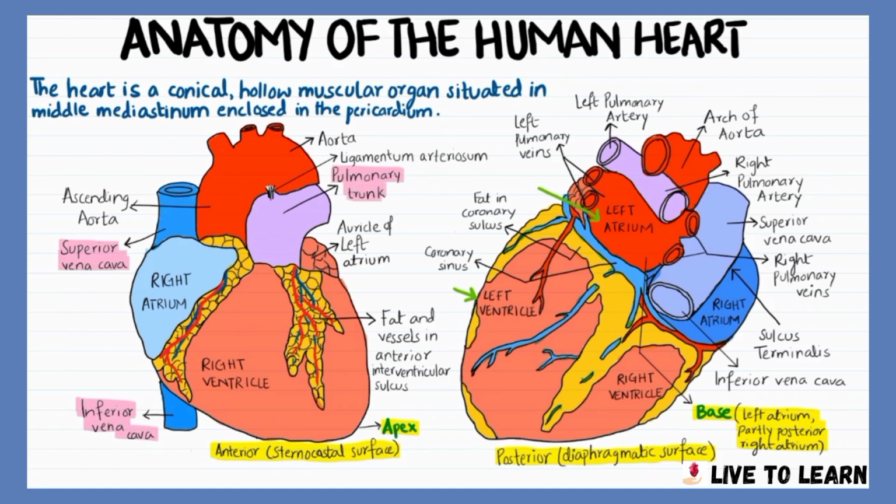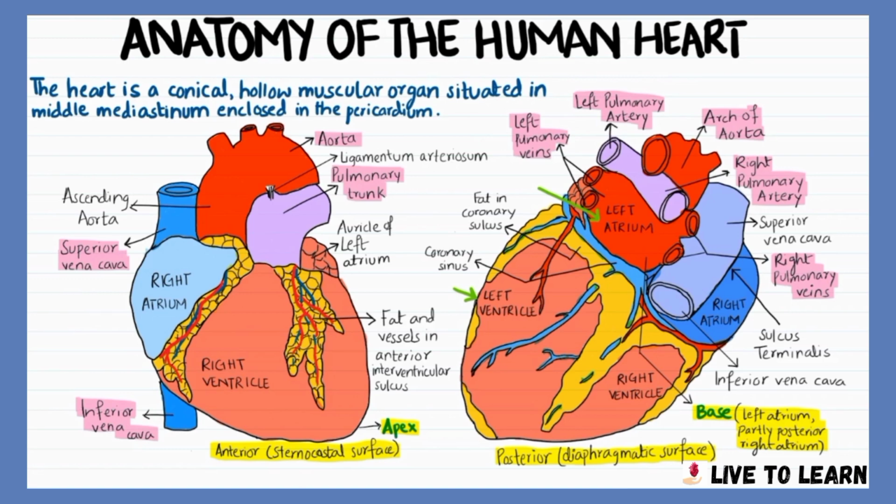The pulmonary trunk carries deoxygenated blood from the right ventricle to the lungs for oxygenation, and it divides into the left and right pulmonary arteries. The left and right pulmonary veins carry oxygenated blood from the lungs to the left atrium, and the oxygenated blood is pushed by the left ventricle into the aorta.